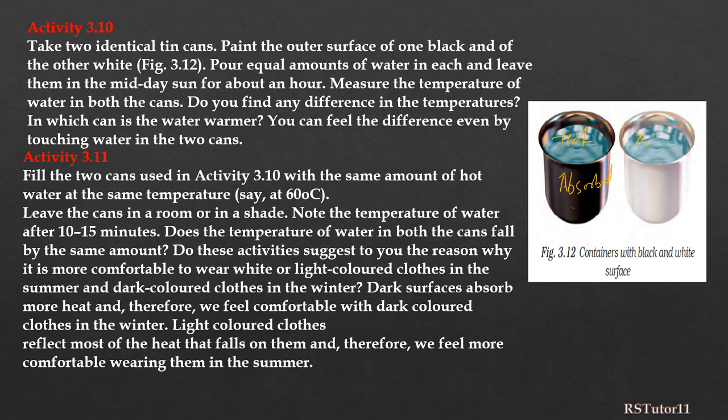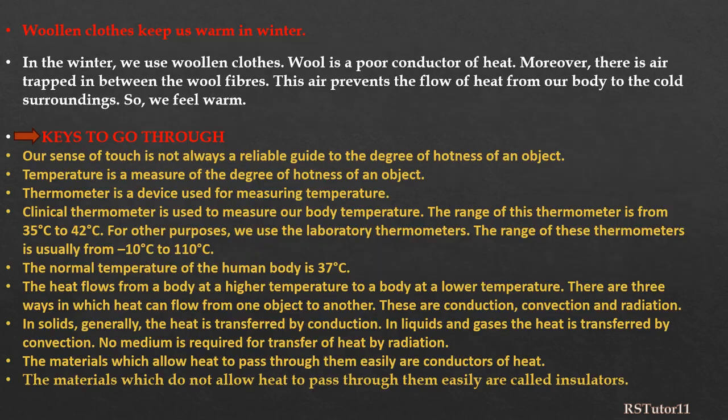But in winter it is the opposite. We use woolen clothes made up of animal wool. Yes, dark surfaces absorb more heat, therefore we feel comfortable with dark colored clothes in winter. Light colored clothes reflect most of the heat that falls on them, and therefore we feel more comfortable wearing them in the summer.